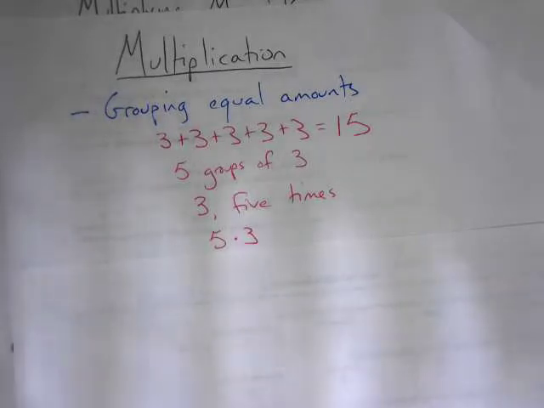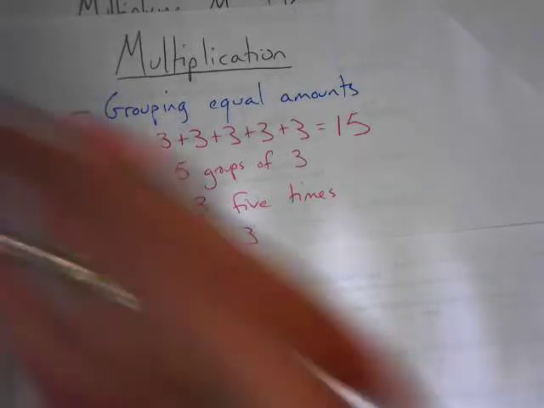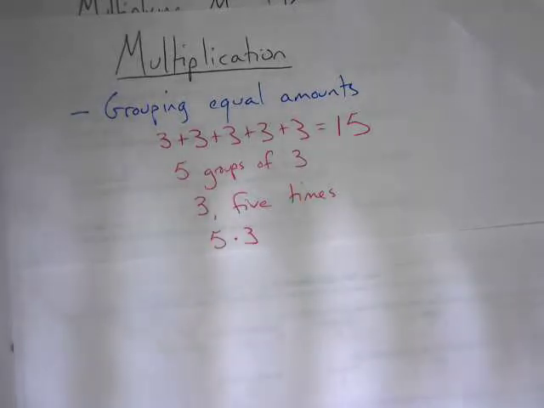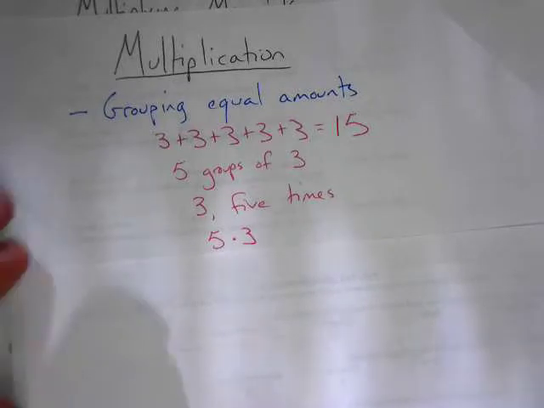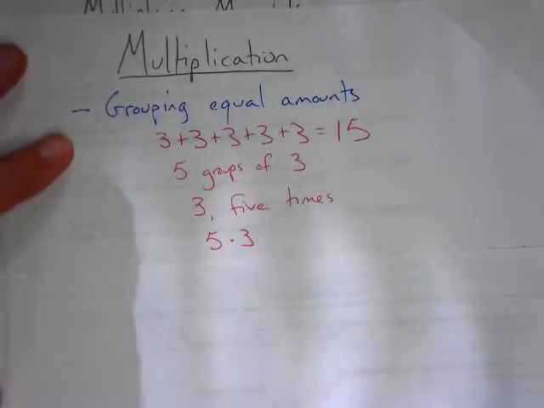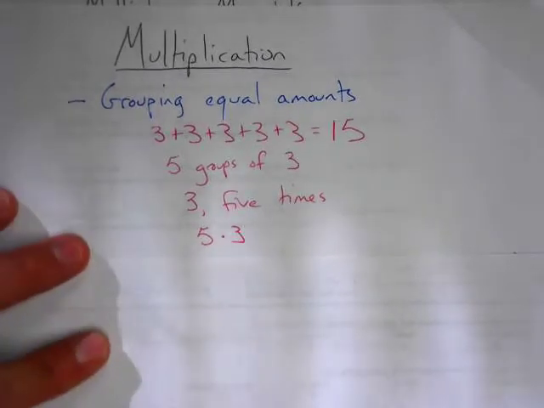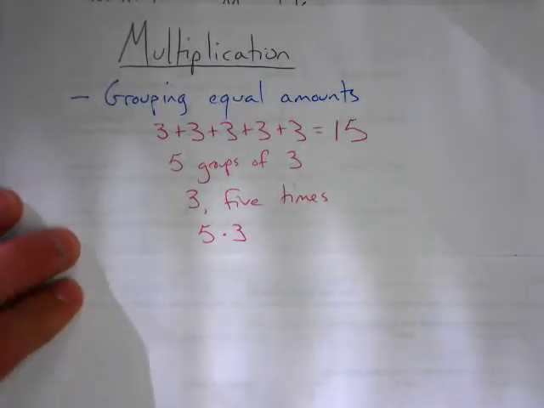We know the same thing works for 3 groups of 5. We know it's 15. So multiplication is basically a process of grouping equal amounts. And that's what we've known for multiplication for a very long time. That's how we've applied it. That's why the commutative property works. So all sorts of things about that definition of multiplication.